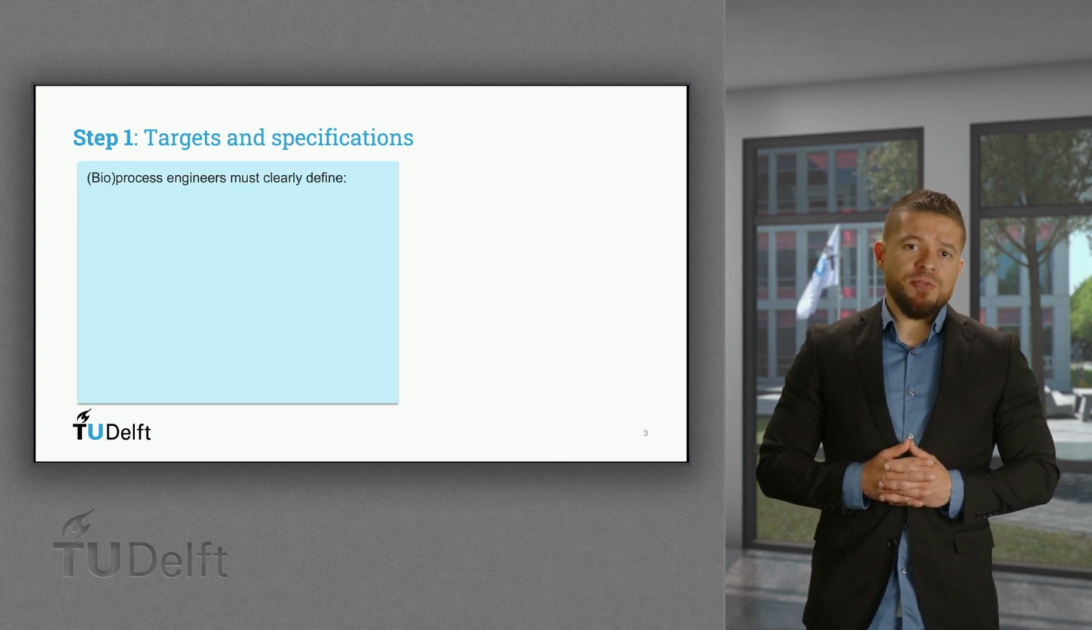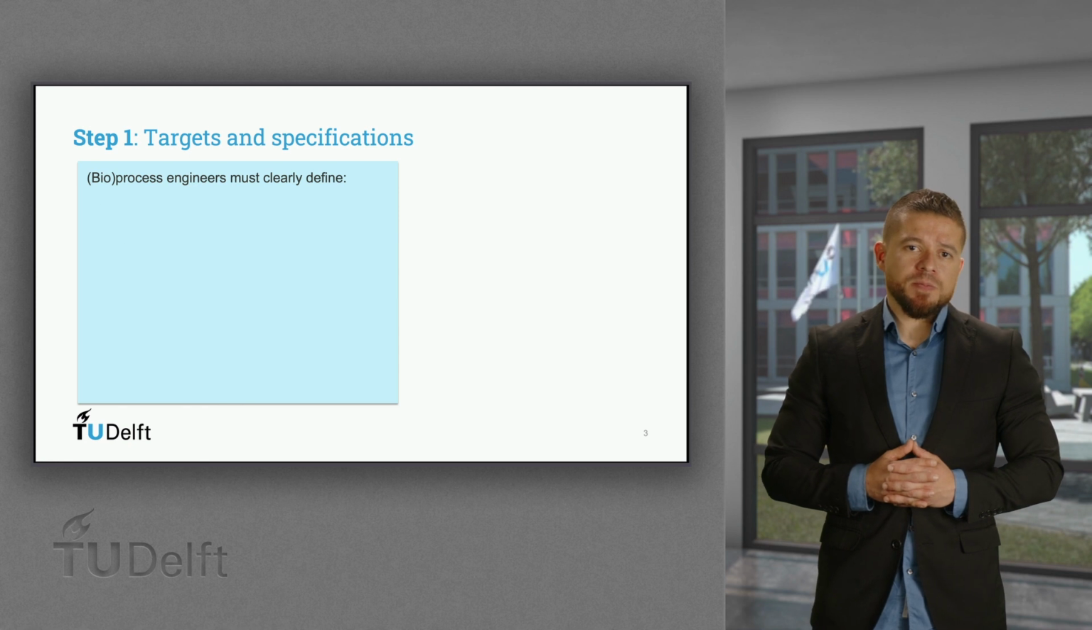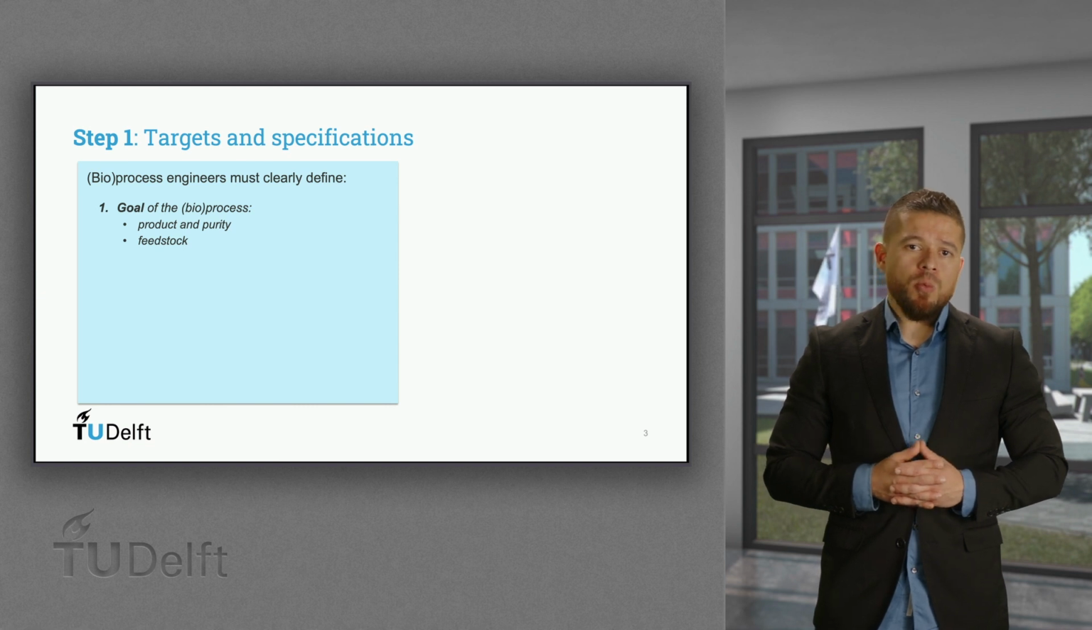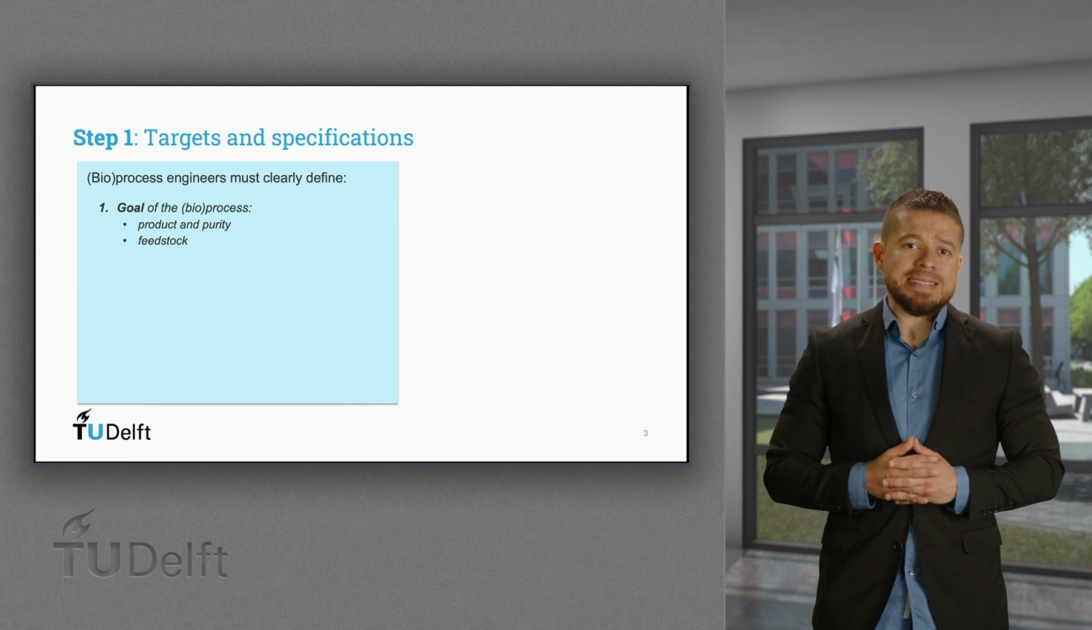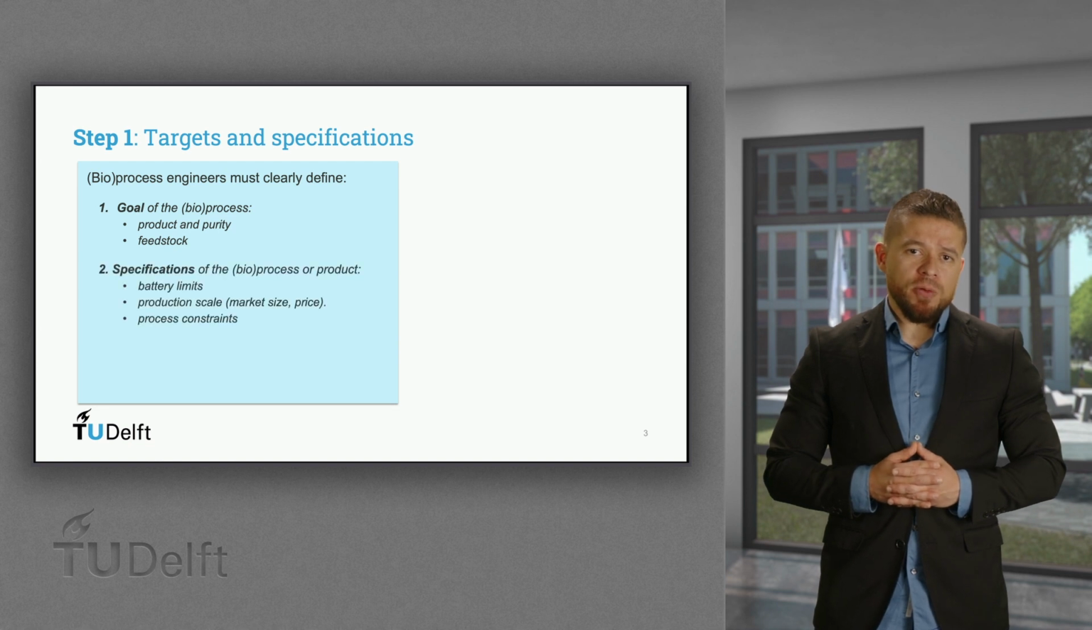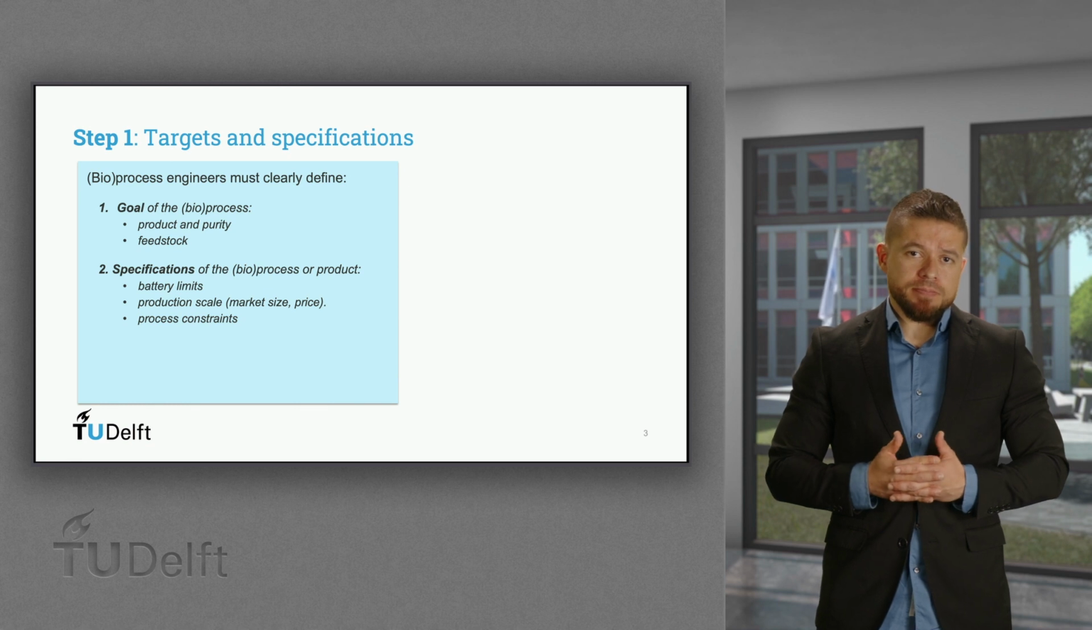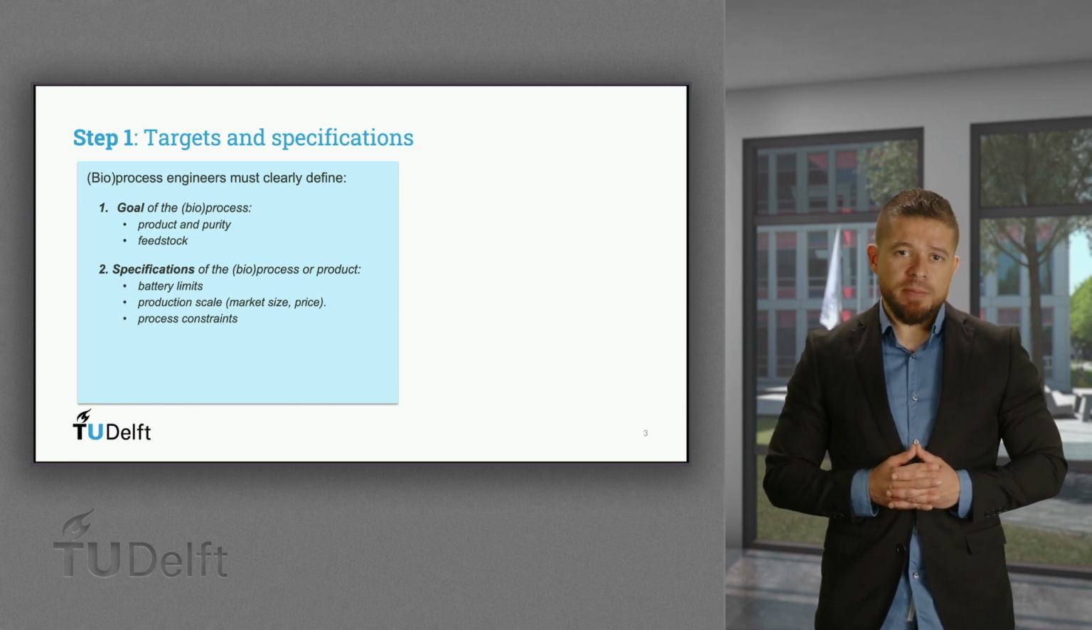Here, designers define three main aspects. The goal of the bioprocess, for example, what is the target product and purity, or what feedstock is available. So we have to clearly state what the process design is for. We also need to define the desired specifications of the product, for example, the expected inputs and outputs. This helps to define the battery limits.